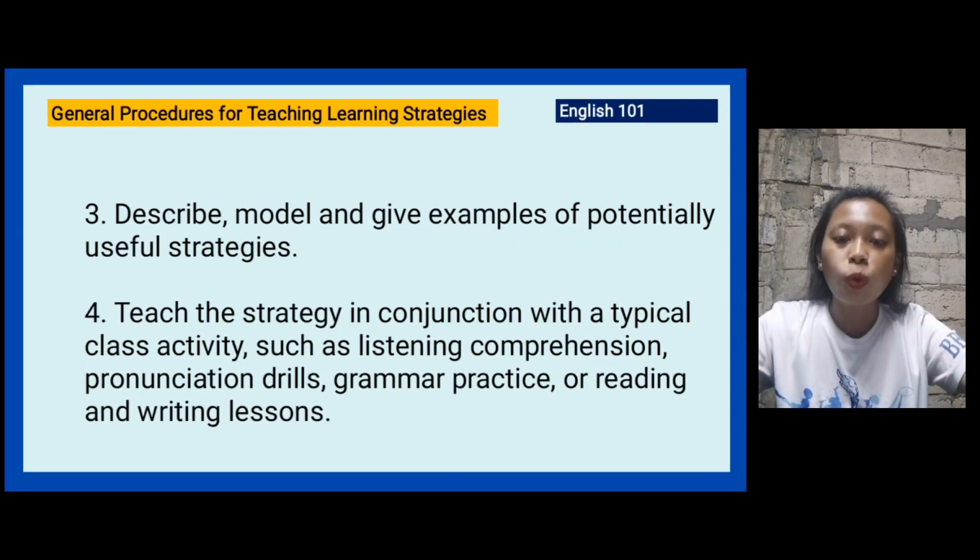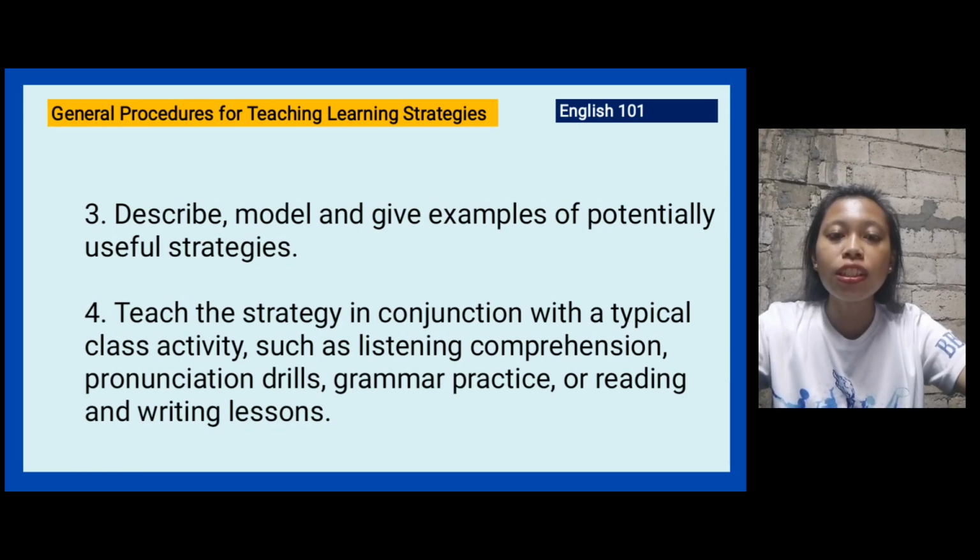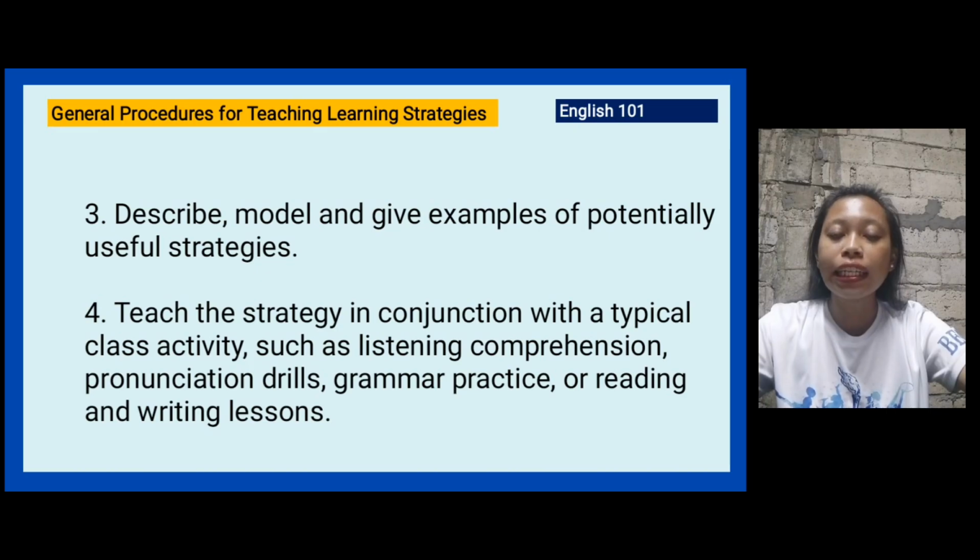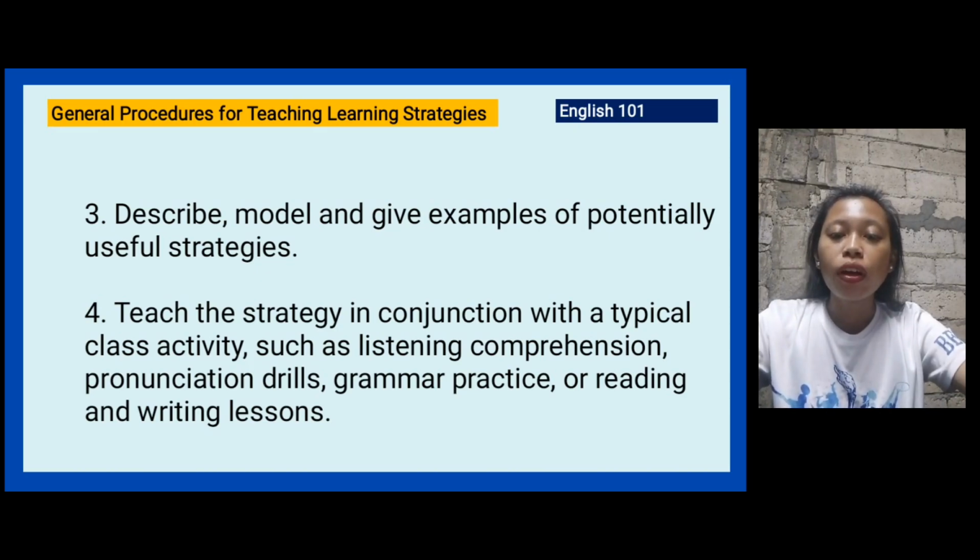Number 3, describe, model, and give examples of potentially useful strategies. Here, teachers show how to use the strategy step by step and give clear examples. Modeling helps students see what to do. The teacher clearly explains and shows how a strategy works before asking students to try it. Why? Because students need to see how a strategy is done to understand and remember it better.